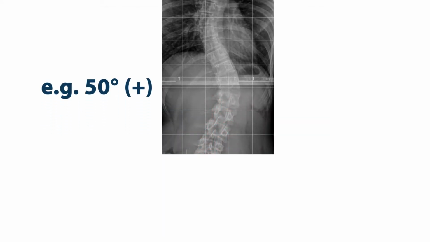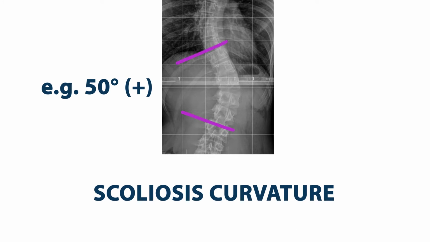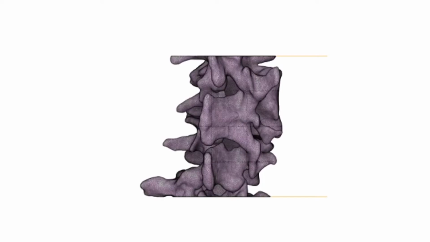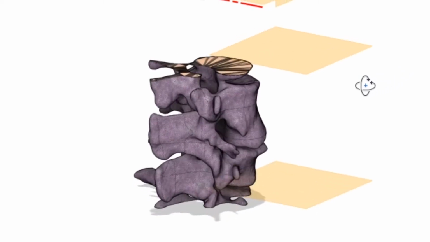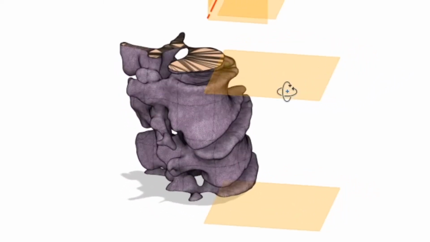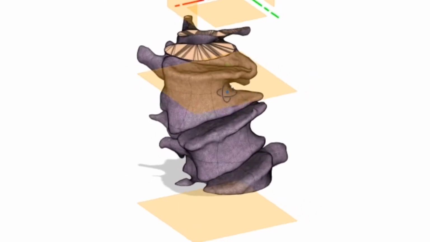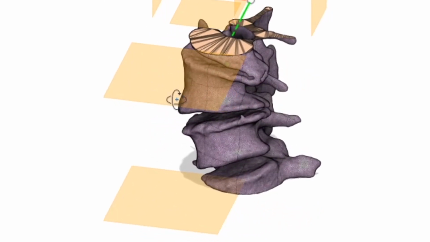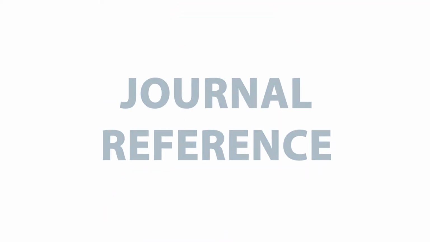For scoliosis, the example here is a 50-degree Cobb angle. Now that we understand the curvature, let's take a look at modeling it. We have a very similar angle. And as we rotate it anteriorly, note that the curvature changes in 3 planes. From this, let's take a look at the journals.